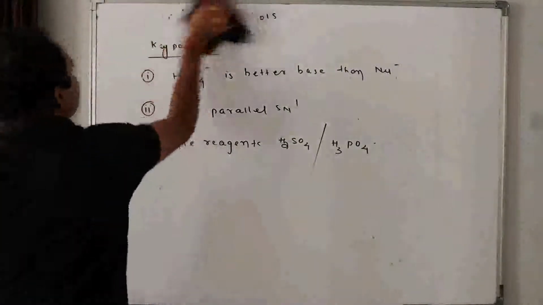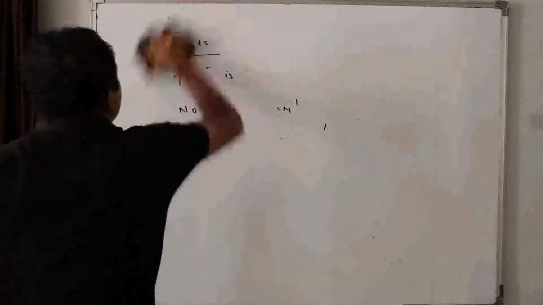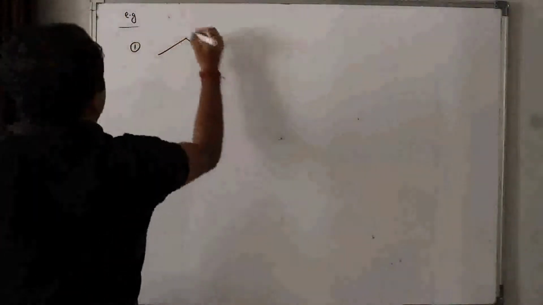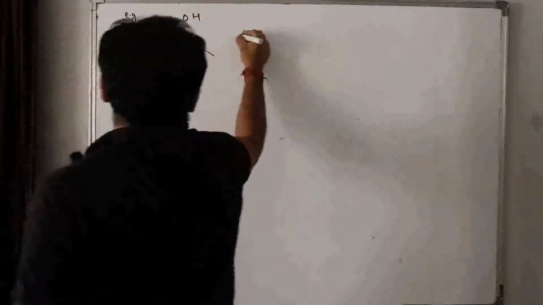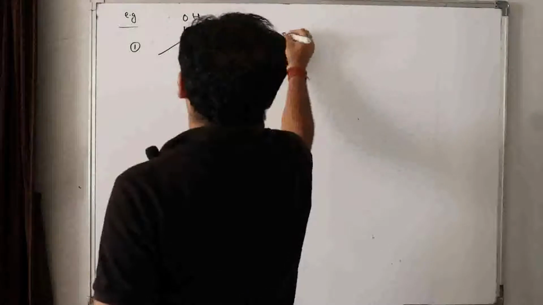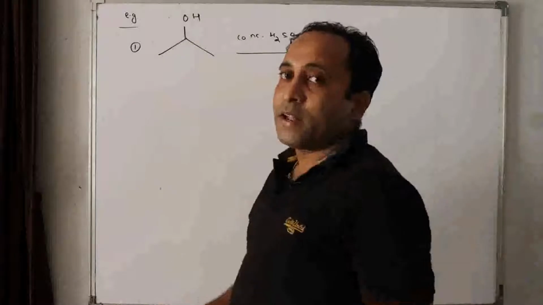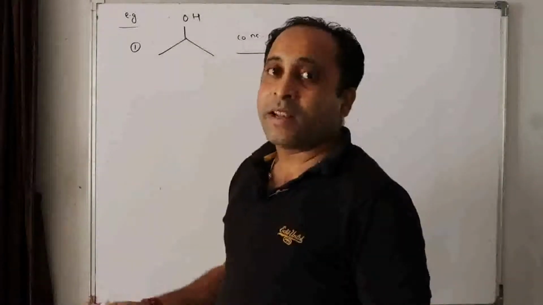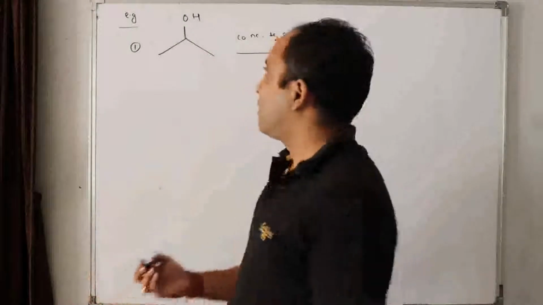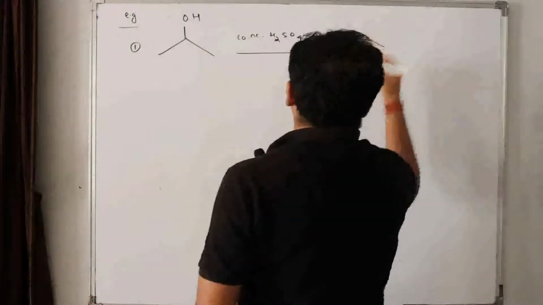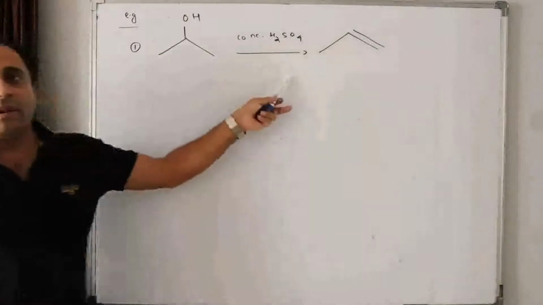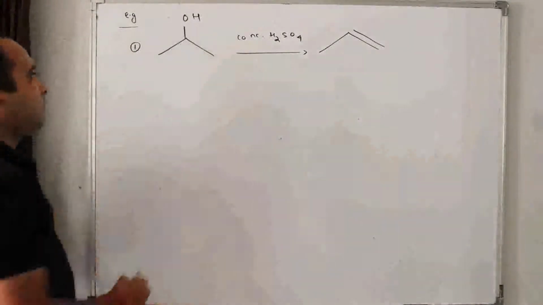Now, example 1. I'll give you the reactants, you have to tell me the products. Example 1: an alcohol, OH, with concentrated H2SO4. If there is an alkyl halide and I react it with methanol or ethanol, then I will get an SN1 product. But here there is no SN1, so there is only one product, the elimination product. Then I will get an alkene.